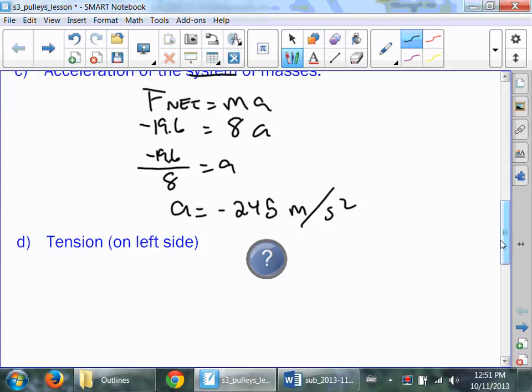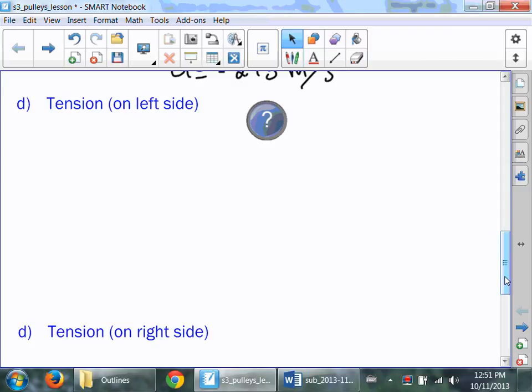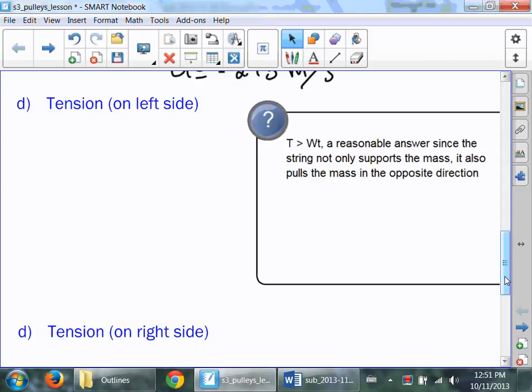Now, what about the tension on the left side? Tension is going to be bigger than the weight. This is reasonable because a string not only supports the mass, but it also pulls the mass in the opposite direction. So the tension is going to be a little bit more than the weight itself. Okay? We know that the weight is 29.4, so it should be more than 29.4. So let's take a look at what it's going to be.